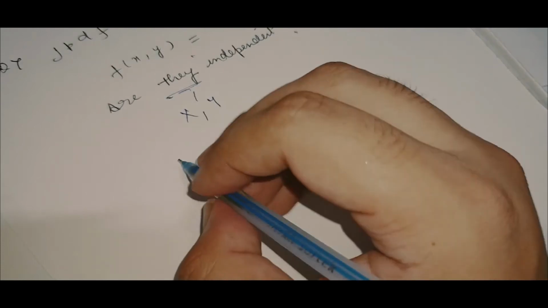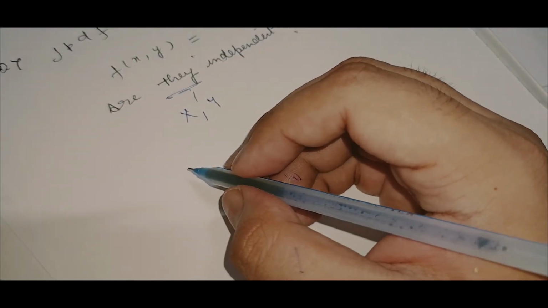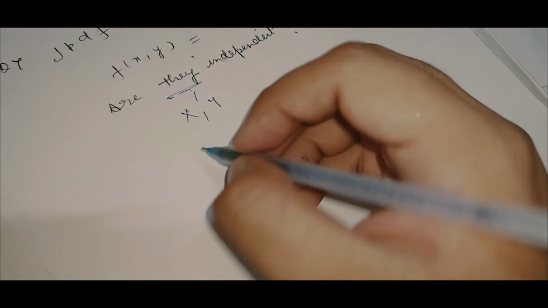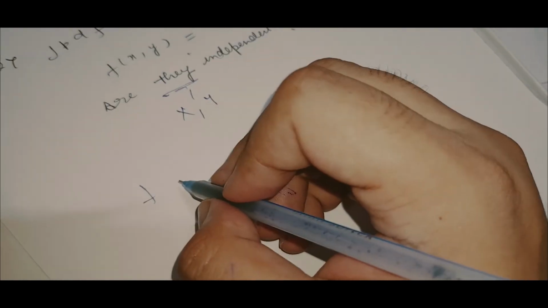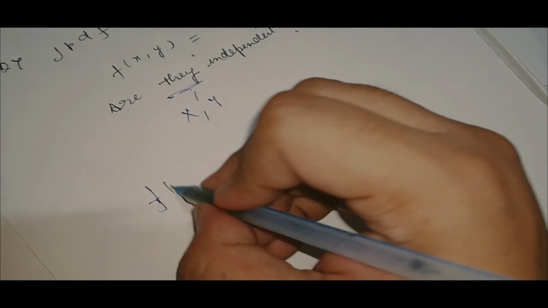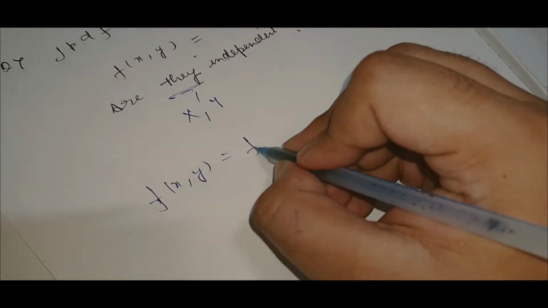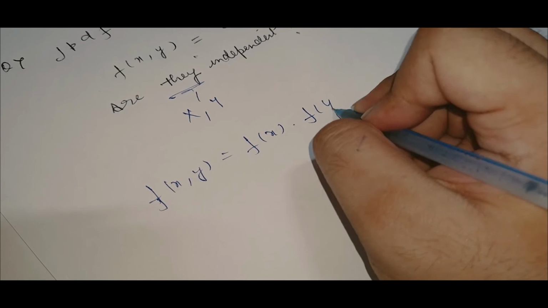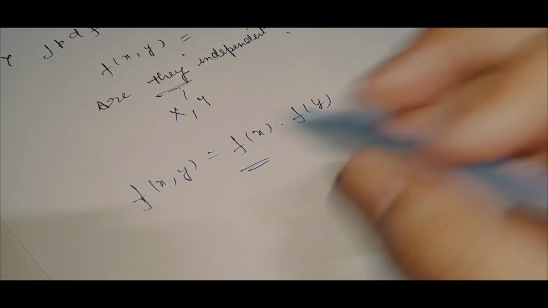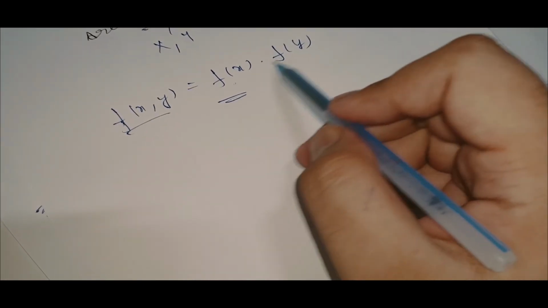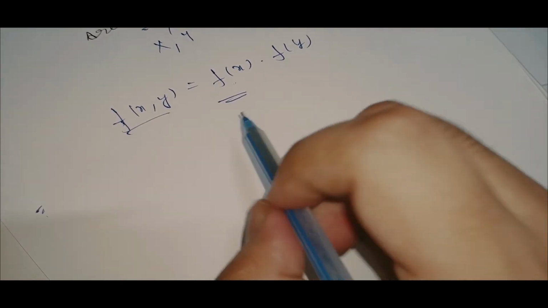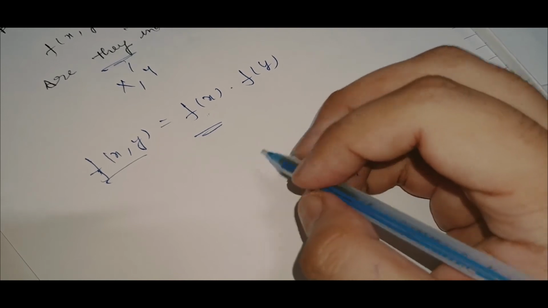So first we need to find the marginal densities. How do we calculate whether some function is independent or not? If f of x,y is equal to f of x into f of y, then we say it is independent. So f of x,y, we know, is this. Now how do we find f of x and f of y? This can be found by the marginal density function.